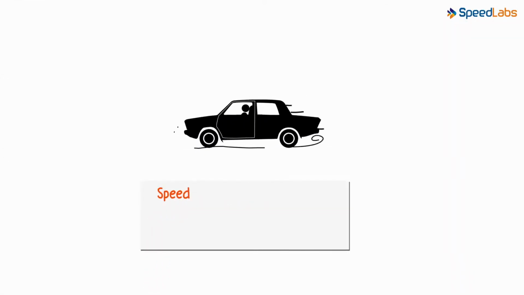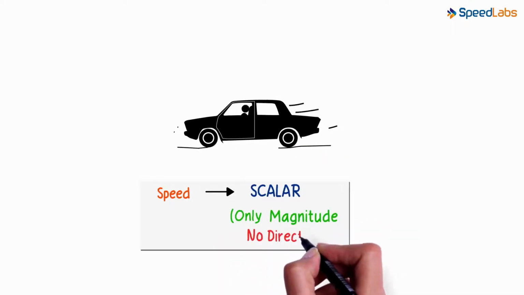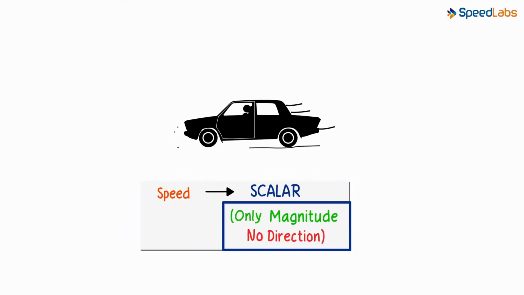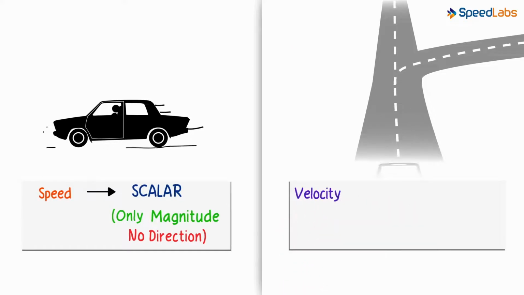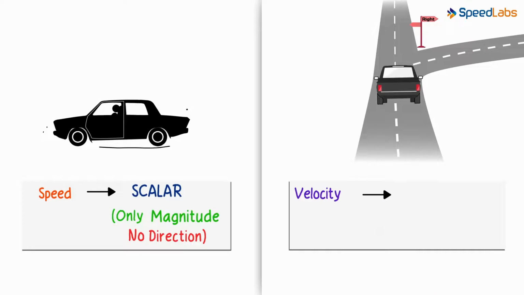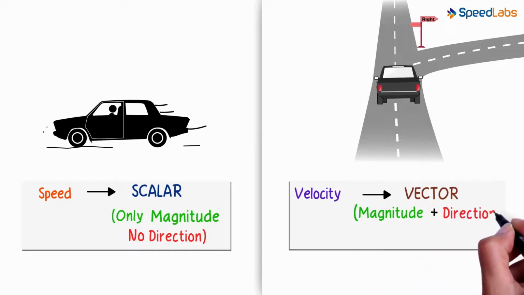Speed is a very good example of what we call in physics a scalar quantity, indicating only magnitude but not specifying any direction. So that's what scalar quantities are. Only magnitude but no direction. In the case of velocity, however, the direction is stated and that's why it is referred to as the vector quantity. A vector quantity involves not just the magnitude but also the direction.